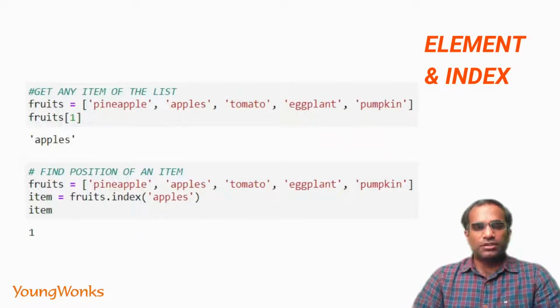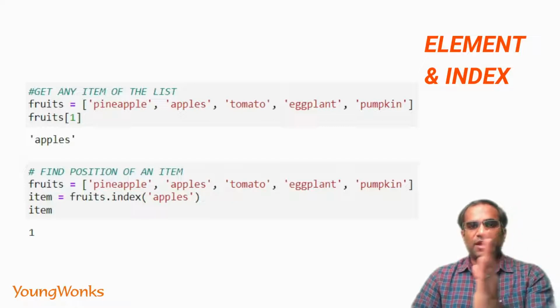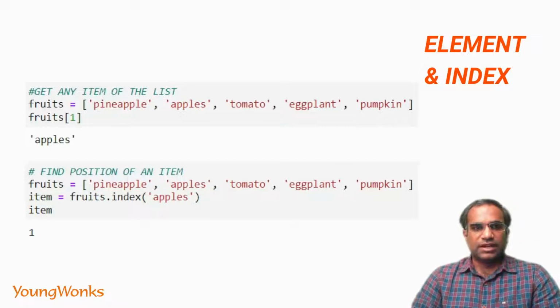Now, the most important thing to know about lists are the words elements and indices, or element and index. Now, index is the position of where the item is in the list, and it starts from 0. So in this example, you can see pineapple is 0, apples is 1, tomato is 2, and so on. And each of these items inside the list are called an element. Let's take a look ourselves and try this out.